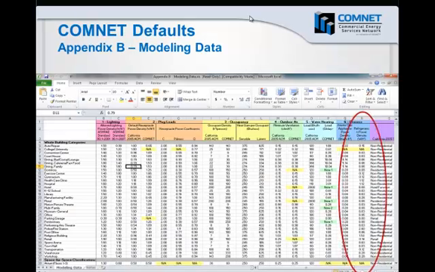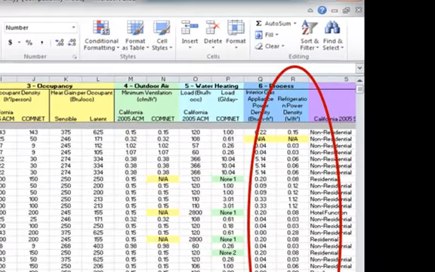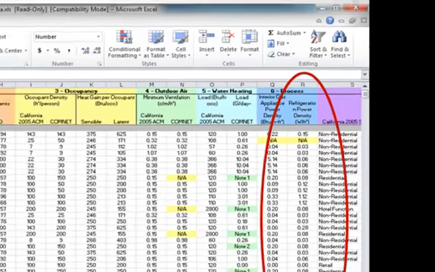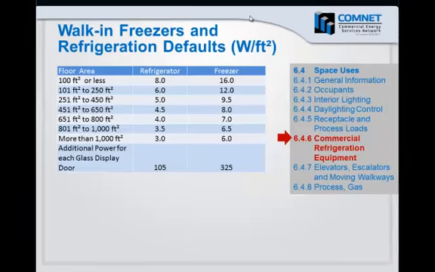Anyway, the basic COMNET defaults are shown in the next to the last column in Appendix B, modeling data, and these are expressed as watts per square foot numbers. These can be used directly, and no further calculations are needed. When you move on to the DOE method, we have some default values for walk-in freezers and refrigerators.